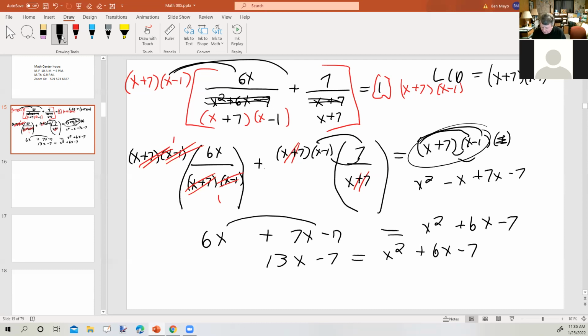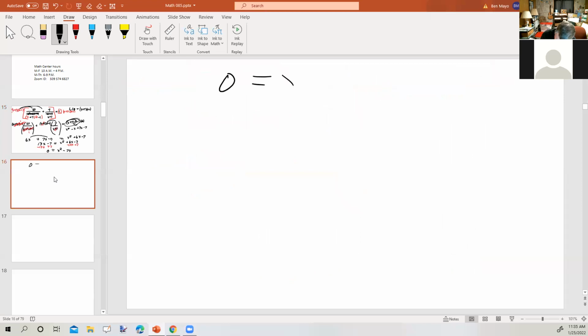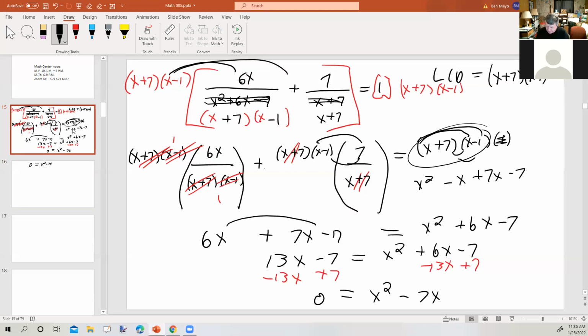Okay. I've got a second degree equation. I want my leading coefficient to be positive. I'm going to shove everything over to the right side. So I'm going to subtract 13x and I'm going to add 7. So I'm going to get 0 equals x squared minus 7x. Yeah, that's it. 0 equals x squared minus 7x. I'm going to write that on the next page, and I'll go back for a minute. Anything you need to look at before I go on to the next page?